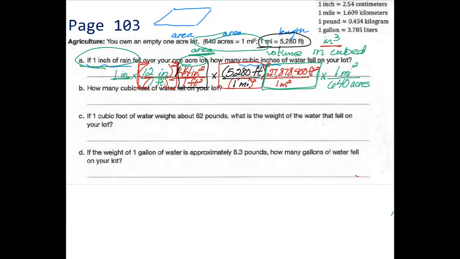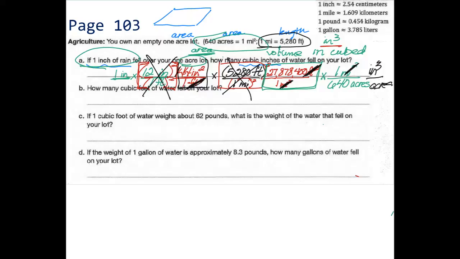So what's going to cancel out? I'm going to have feet squared. That cancels out with feet squared here. I am going to have miles squared cancel out with miles squared. And this is no longer in there. This is no longer in there. So my answer should be inches squared, which is inches to the third over acres.